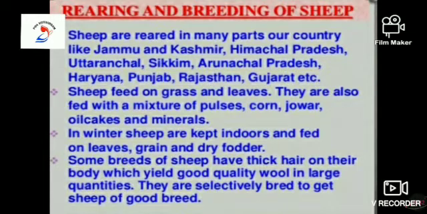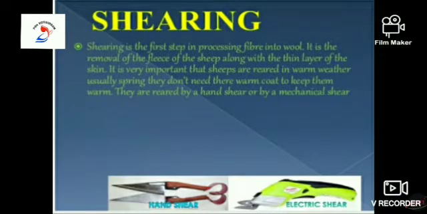As we saw in the previous session, sheep are reared in many parts of our country like Himachal, Sikkim, Arunachal Pradesh, Haryana, Punjab, Rajasthan, Gujarat, etc. Sheep feed on grass and leaves. They are also fed with a mixture of pulses, corn, jowar, oil cakes and minerals. In winter, sheep are kept indoors and fed on leaves, grain and dry fodder. Some breeds also undergo such breeding process.